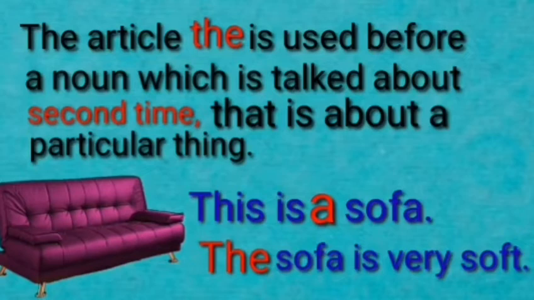The sofa is very soft. Again, we are telling about particular sofa and we are repeating sofa second time. So we have to use the. The sofa is very soft. Always remember, if we are talking about a particular thing second time, then we have to use article the.